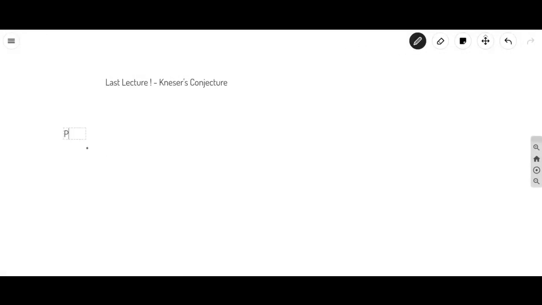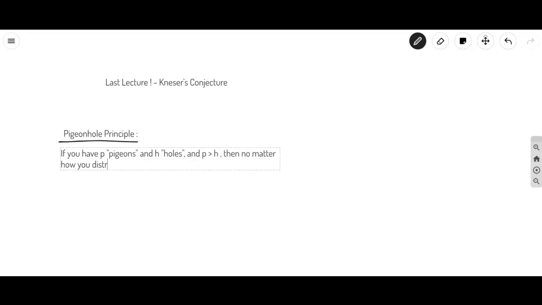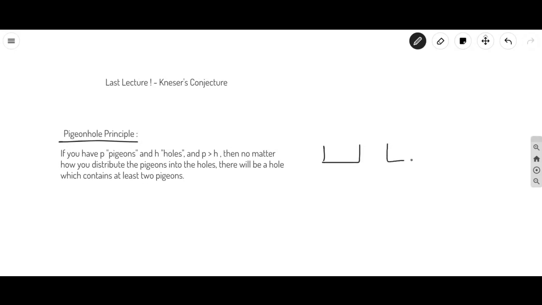So let's just say what the pigeonhole principle says. I'm sure we all know this, but let's write this out. It says that if you have, let's say, P pigeons and H holes, and you have more pigeons than holes, then no matter how you distribute the pigeons into the holes, there will be a hole which contains at least 2 pigeons. So, for instance, let's say these boxes represent the holes. So you have 3 of them, and these dots represent pigeons. So you have 5 of them.